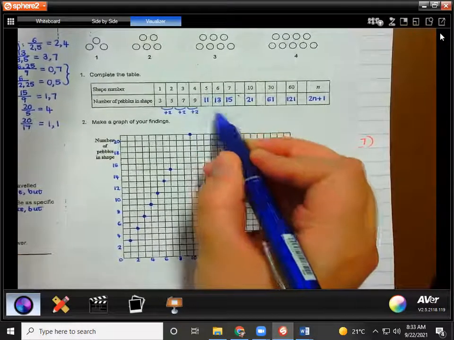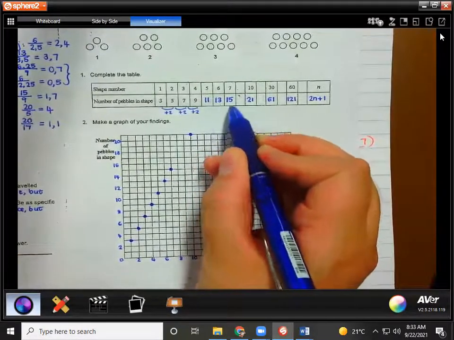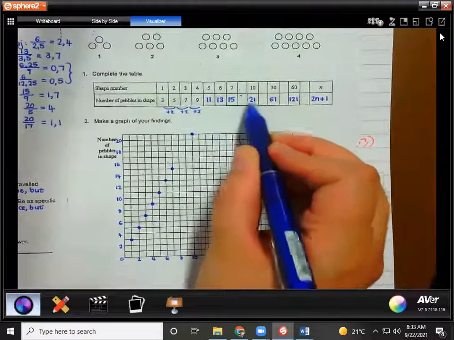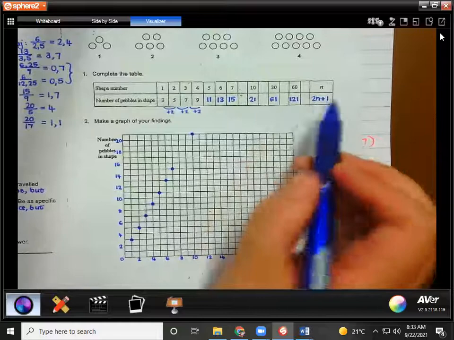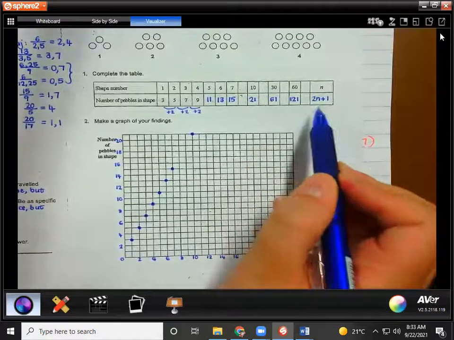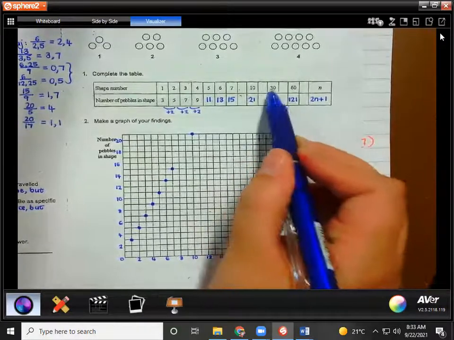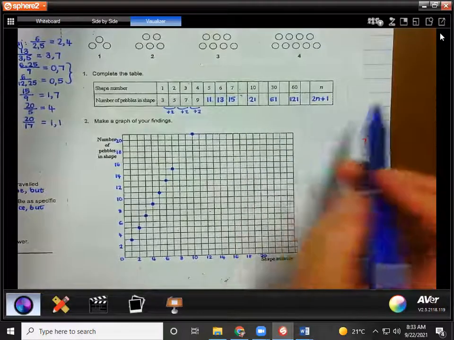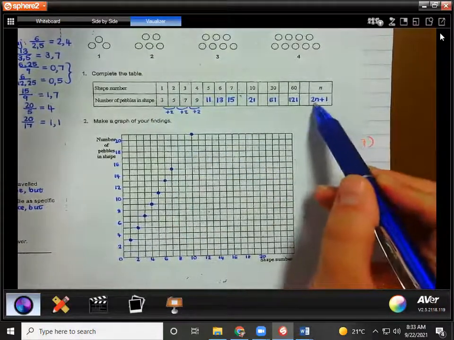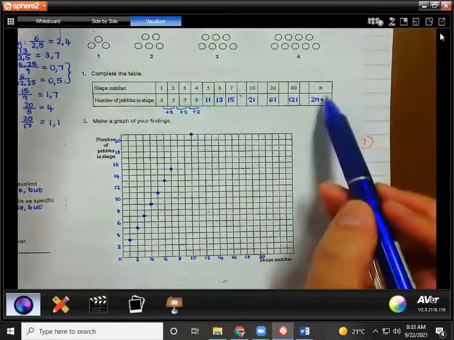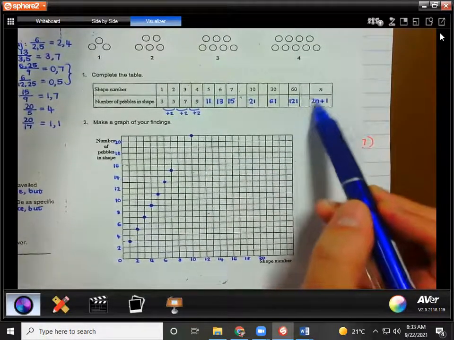To the next one, which is 6, you have to add 2 again, and then you're going to add 2 to get to 10. You can either decide to add 2, 3 more times, or you can come up with a rule and then use that rule to find 10 and 30 and 60. So we know that if our constant difference is 2, then we're going to have 2n in our rule, right? So 2n is 2 times the shape number.